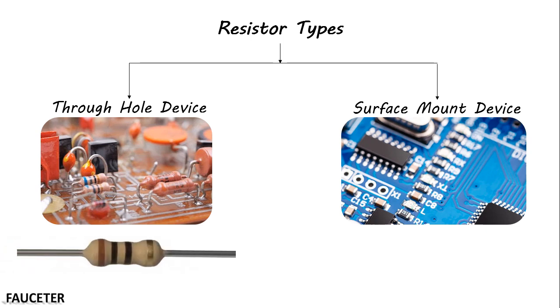The resistance of the through-hole resistor is identified by the color bands over its surface. Then the resistance of the SMD resistor is identified by the number printed on its surface.